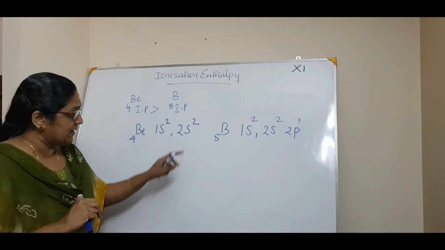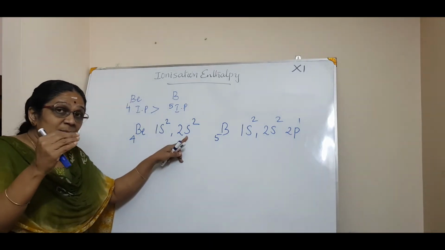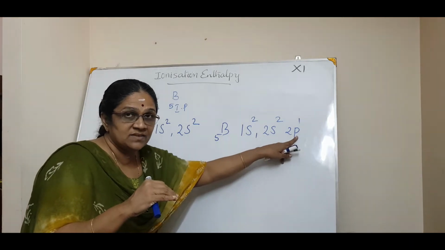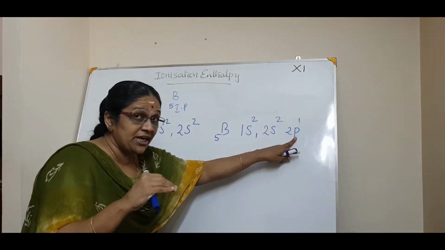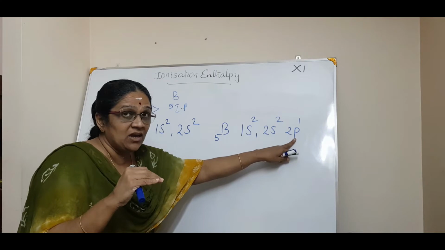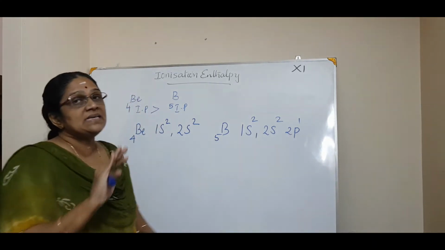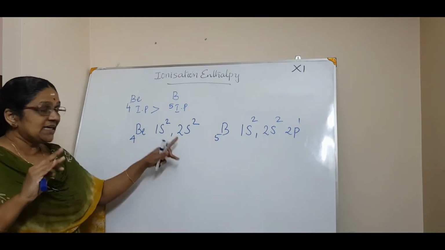Why? Because here the s electron will be closer to the nucleus than the p electron, isn't it? The shielding effect will be less for the s, and the p will be more away from the nucleus, so that it can be easily knocked out. Okay, so that is the case.